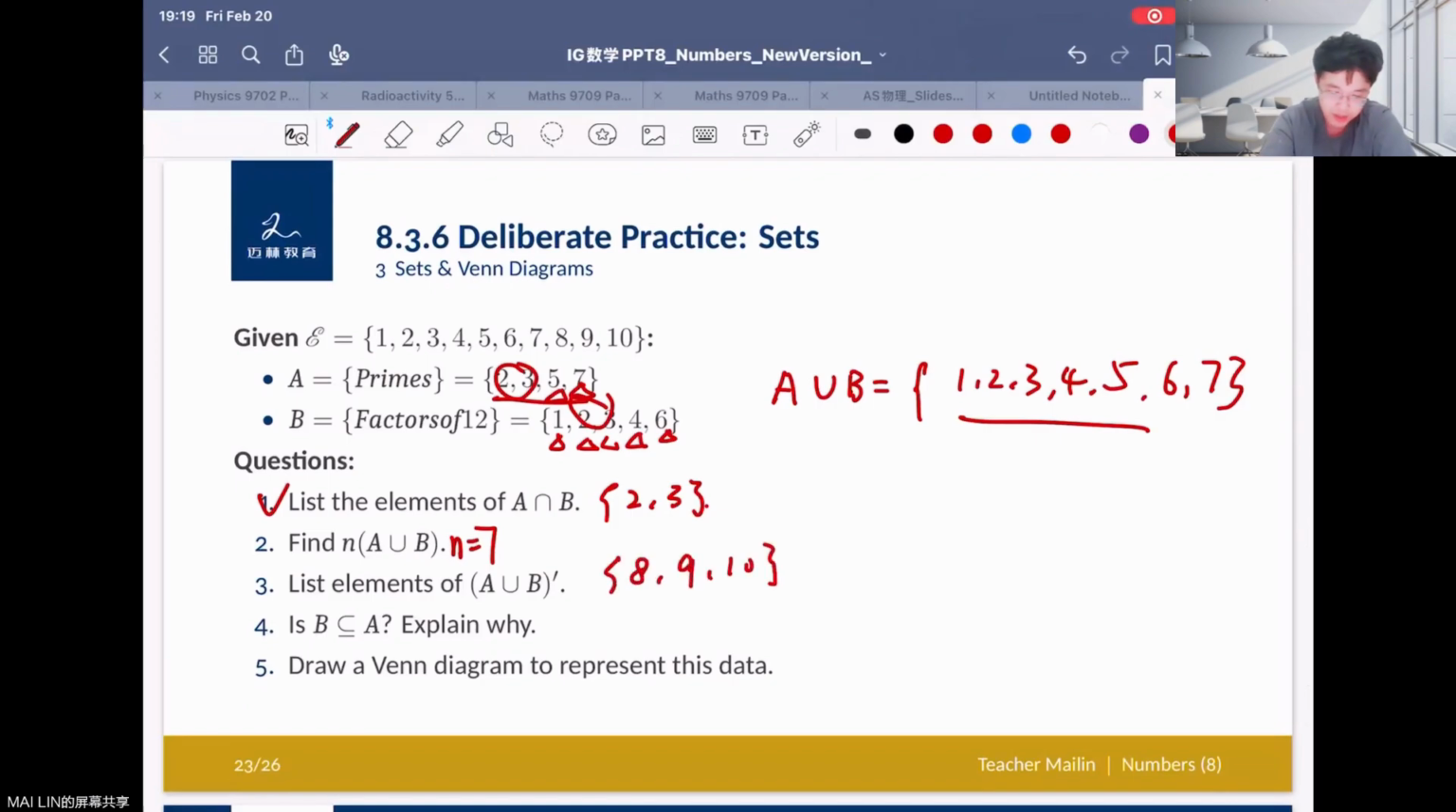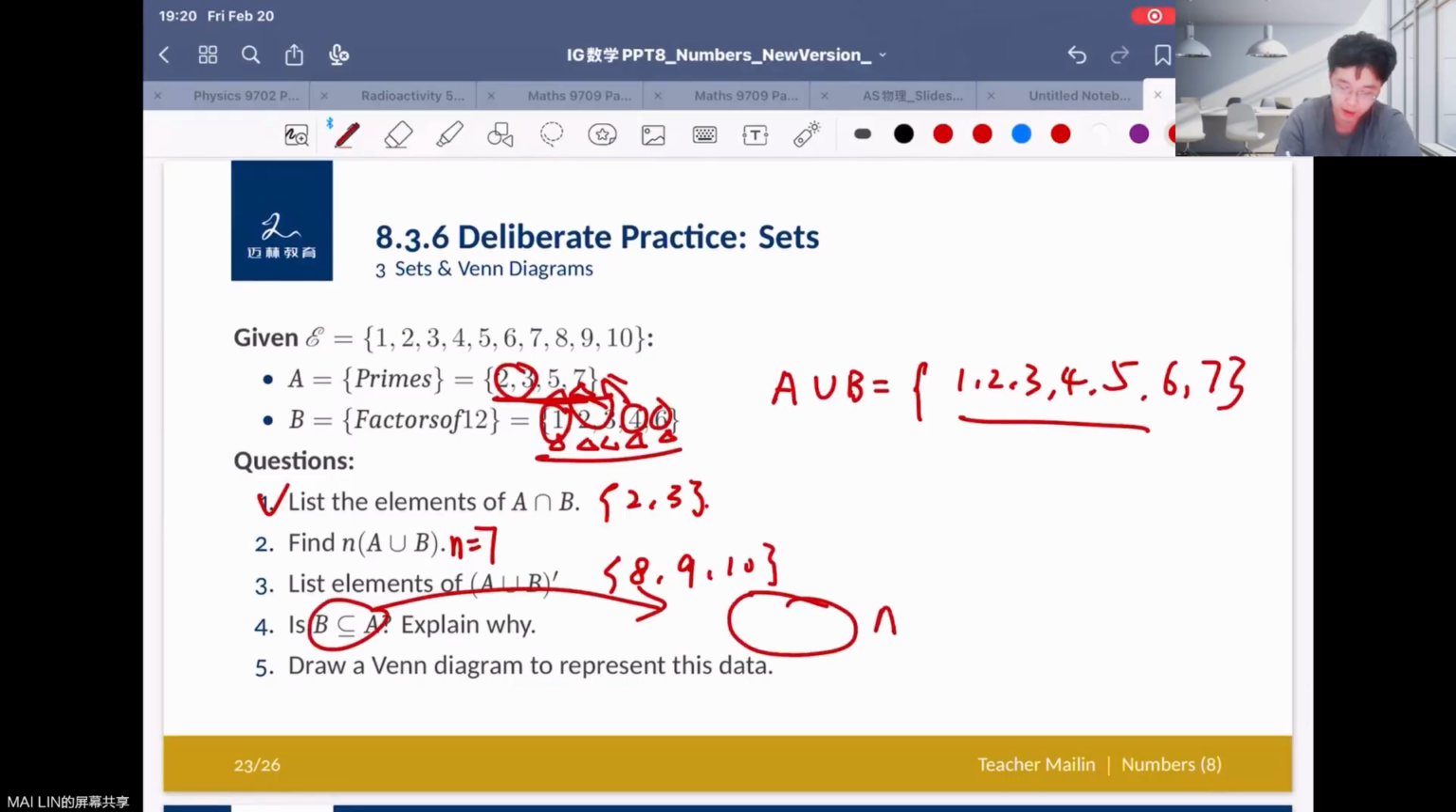So the fourth question is, is B a subset of A? We know that A is 2, 3, 5, 7, and B is 1, 2, 3, 4, 6. And you can find that 1, 4, 6 are not in A, right? So here is a Venn graph of A, and here's a Venn graph of B. If B were inside A, it would be a subset. But here you can find some numbers that are not in A but in B, which means B is not included in A, right? So this is not true, because B has 1, 4, 6, which are not in A.